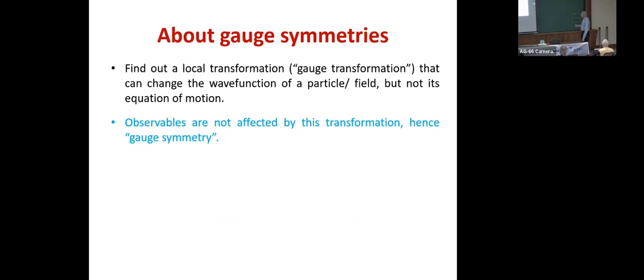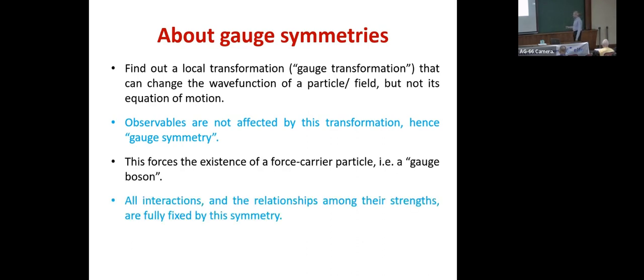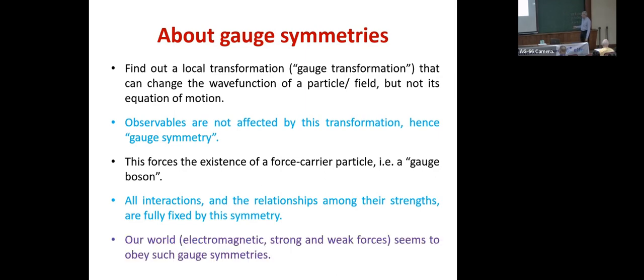So what do we do for gauge symmetry? We find a local transformation. By local, I mean that the value of alpha of x can depend on wherever you are. This can change the wave function of a particle or a field, but it does not change the equation of motion. So the particle ends up behaving the same. Observables are not affected by this transformation, and hence we call this a gauge symmetry. As I mentioned, this forces the existence of a gauge boson, and all interactions are fully fixed.